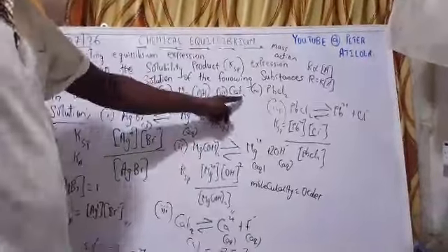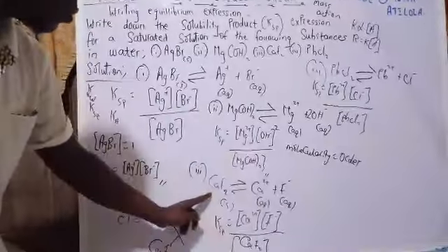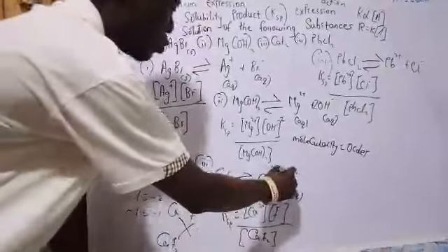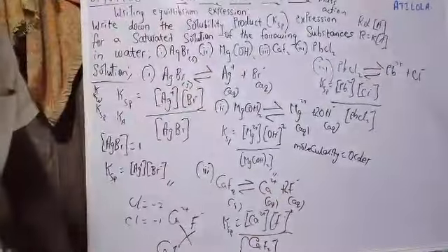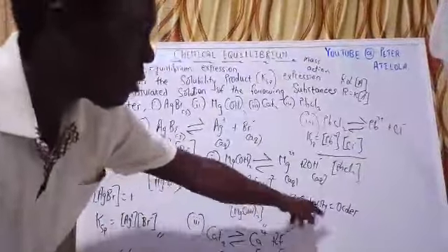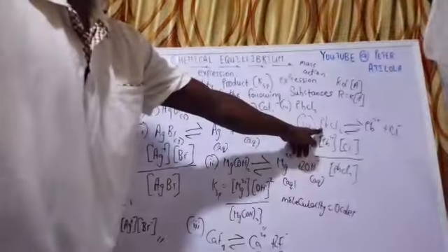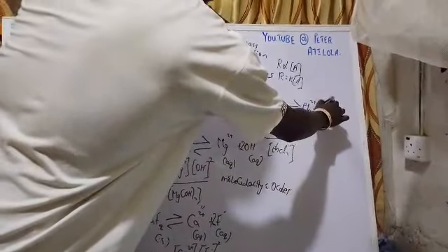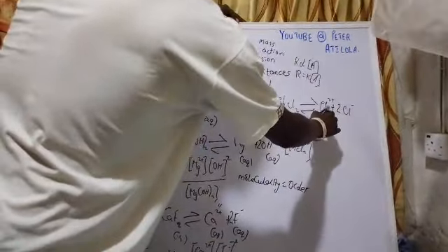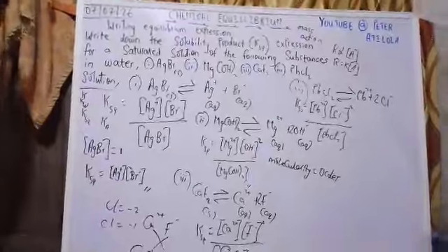The same thing too for number 3, CaF2. Calcium is 1, calcium is 1. Fluorine is 2, so that will be 2F. So for this 2F here, I have F raised to power 2. The molecularity becomes the order. Order is the power. Then the last one, PbCl2. So I'm having 2Cl and 2Cl. So these two come here to become the power. So that is how we solve questions like that.